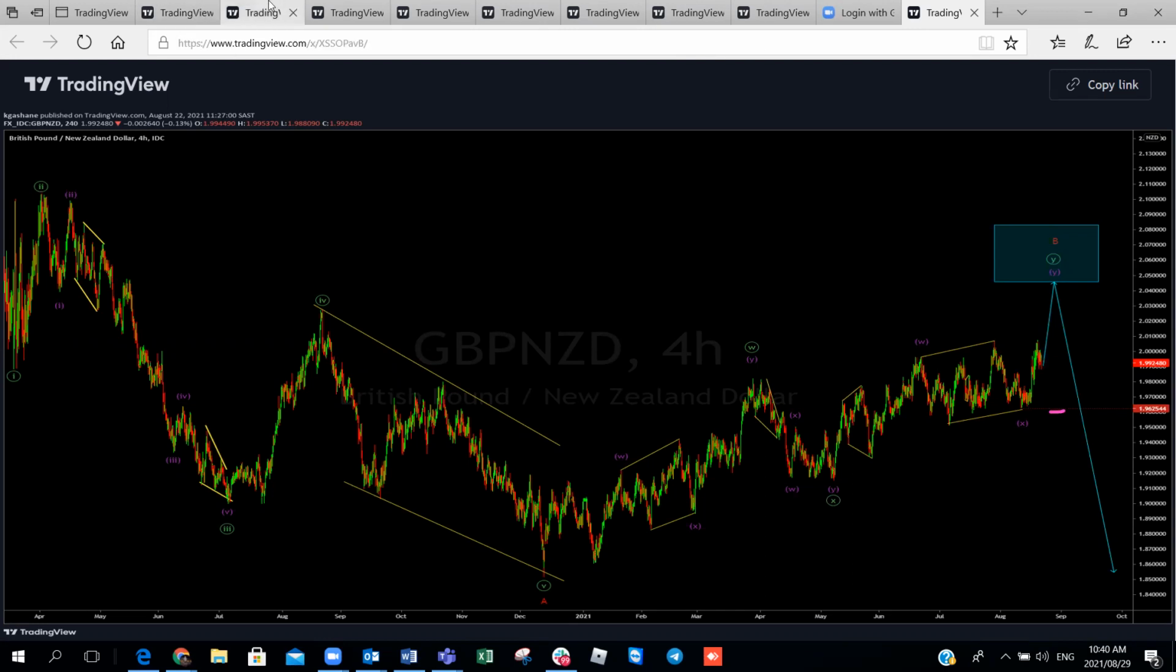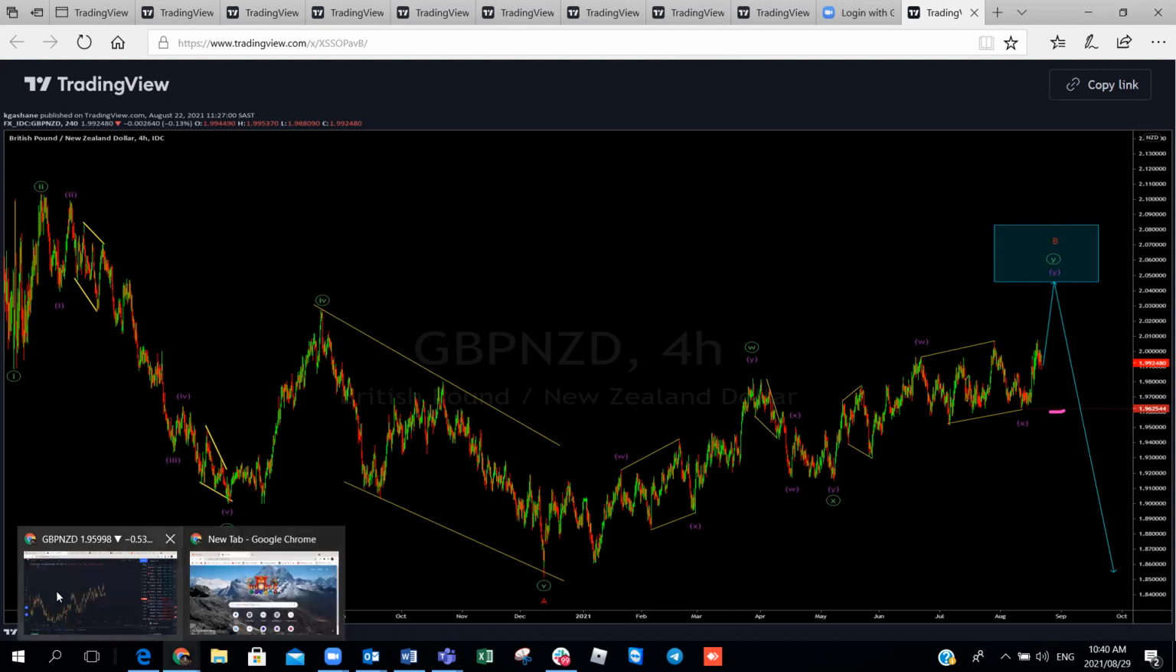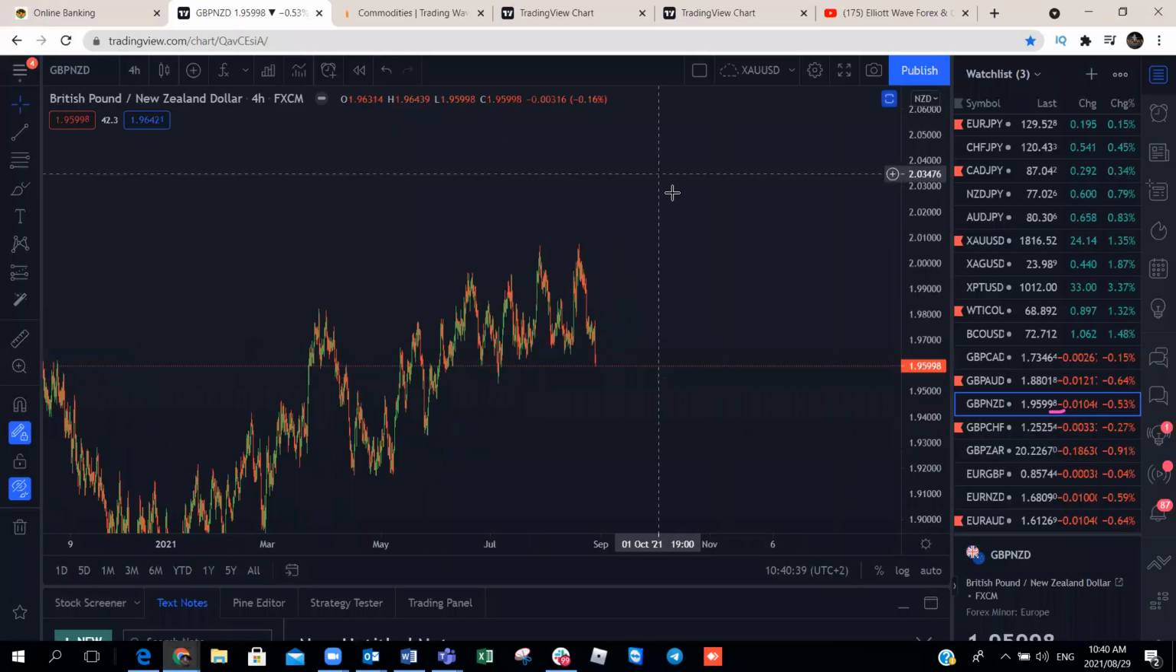So let's have a look here at the latest chart on pound New Zealand and what we expect. So that is the Y degree here. That is the B here in red. And there was the Y here in purple. Now we're looking for this one to start trending to the downside. So let's look for setups for more downside here. That is pound New Zealand.